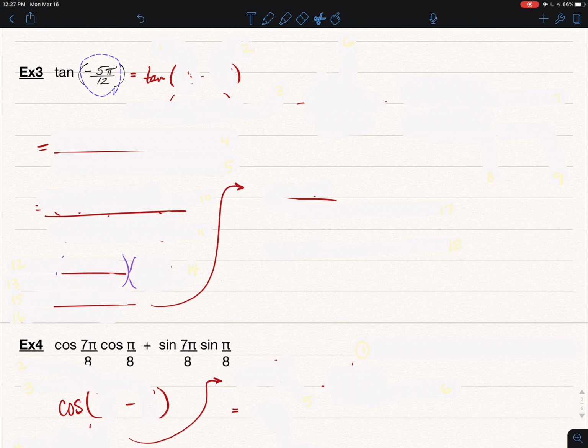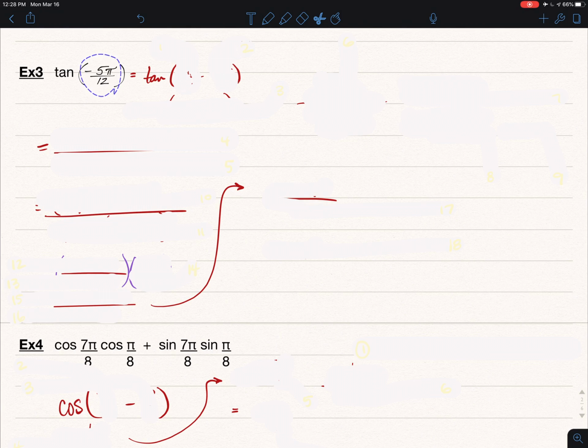So for instance, yes, 6 pi over 12 minus 1 pi over 12 would give you 5 pi over 12, but it's not a good option because I can't work with both of those. So we could try something like 8 pi over 12 minus 3 pi over 12. That would be a good option. That would give us 5 pi over 12.